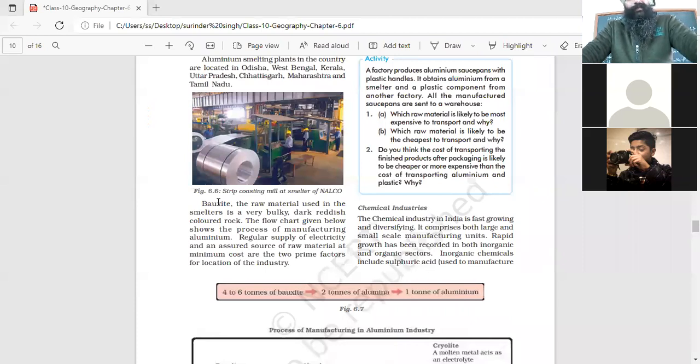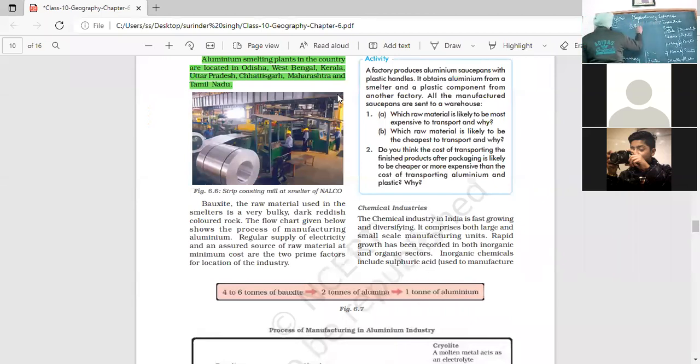There are 8 aluminium plants in India, located in Odisha, West Bengal, Kerala, Uttar Pradesh, Chhattisgarh, Maharashtra, and Tamil Nadu. Two public sector agencies are responsible for the smelting of aluminium in our country. These firms are Balco and Nalco.